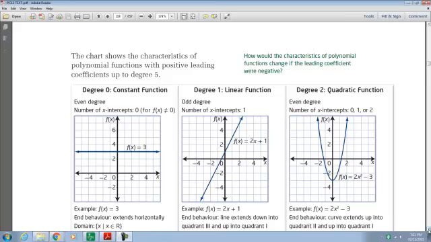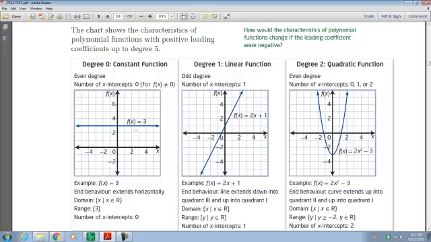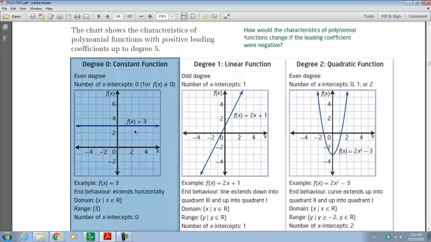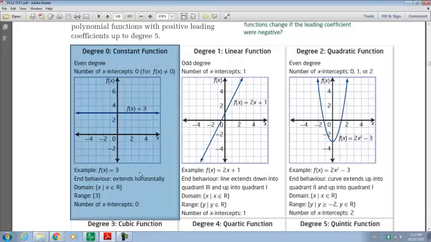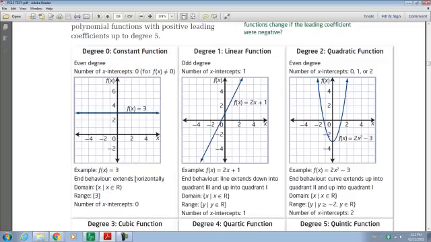First, what you see right here is a degree of 0. So when you have a constant function, your line goes straight across. If you notice, it's got the domain and the range listed, and the number of x-intercepts. Well, in this case, there are 0. It doesn't cross the x-axis at all. And the end behavior is extending horizontally.